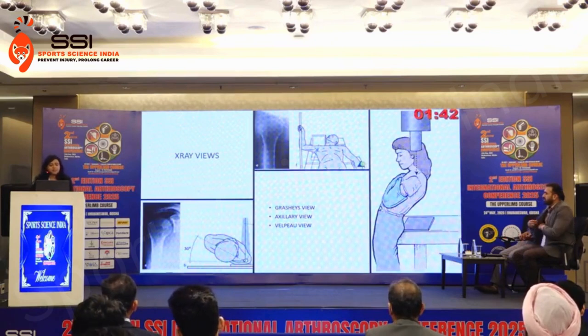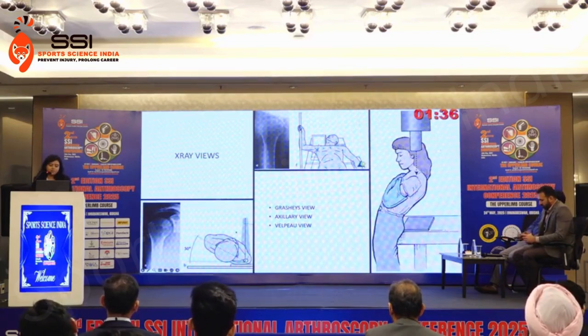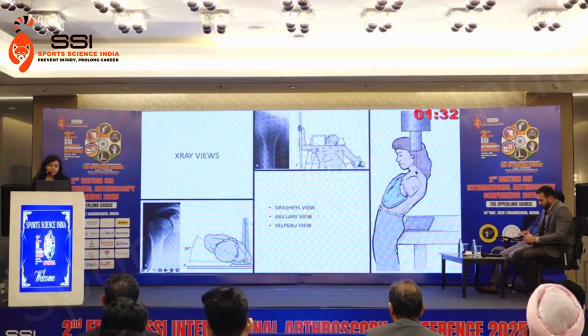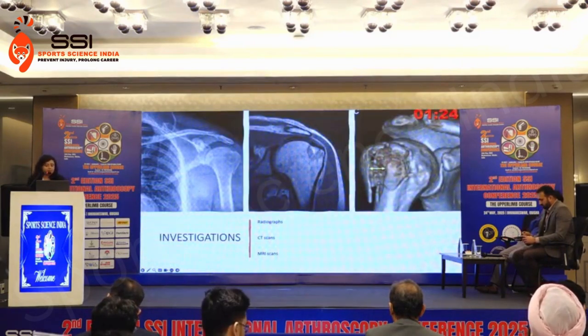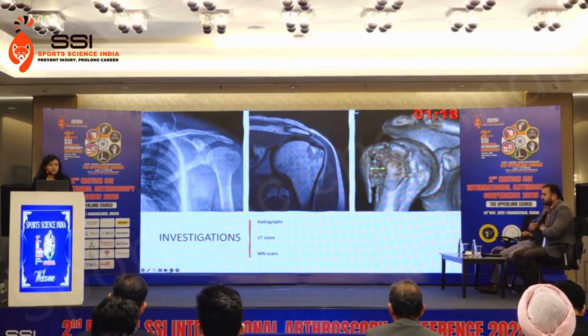Therefore, we'll need a couple of other X-ray views for the diagnosis. One might be the Grashey view, that is a true AP view. Here we can get to know the superior-inferior displacement, and other lateral views like axillary and Velpeau view, where we can get to know the anterior-posterior displacement. If it's not clear with the X-ray, we can definitely go and get a CT scan done. CT scan also gives us a better picture of the fracture and also the direction of the displacement.